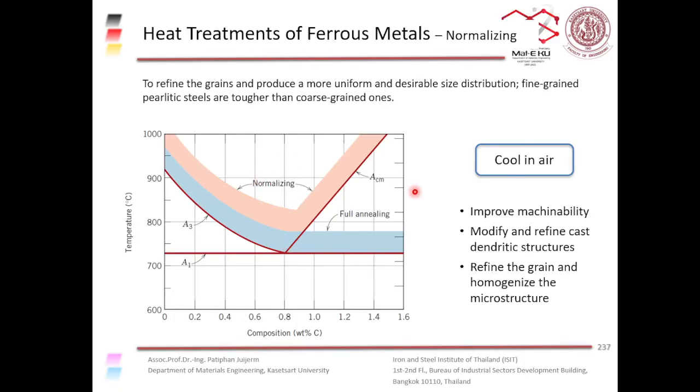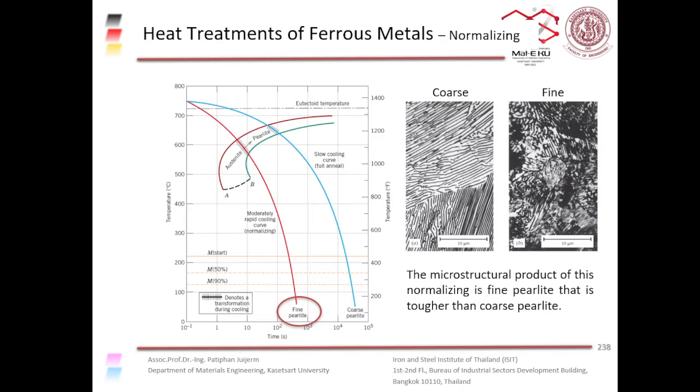Okay, so you do that by heating it up until everything changes to austenite and then cool it down in air. When you cool it down in air, you cool it down relatively quickly compared to when you leave it in the furnace, right? So you can see that after a few seconds, it starts to transform from austenite to pearlite. Okay, so you see that after less than 10 seconds, everything changes into fine pearlite.